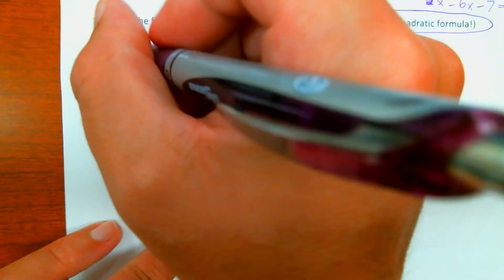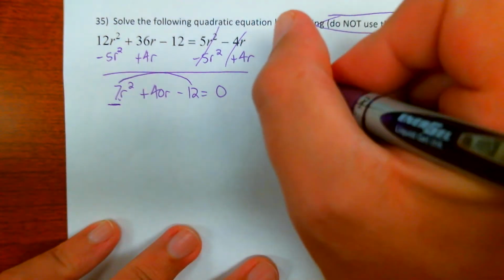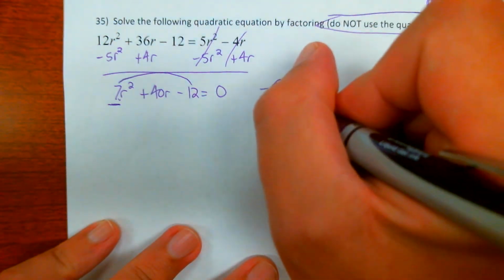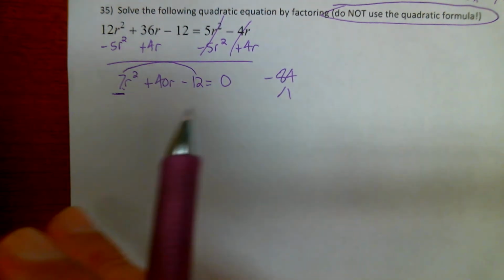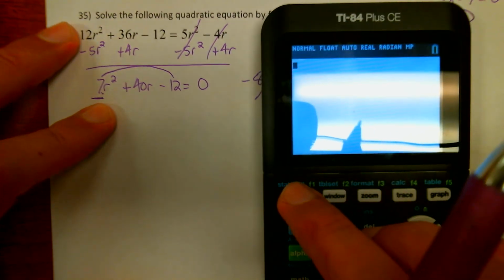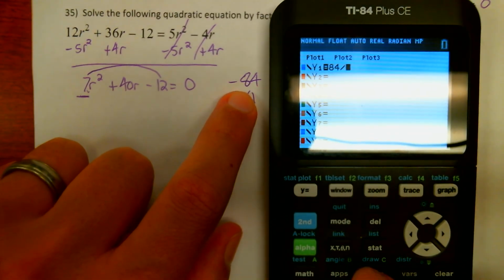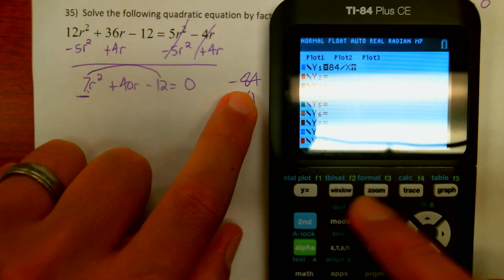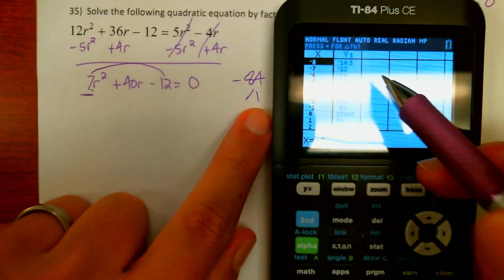All right. Now I do need to do the rainbow thing. A times c, 7 times negative 12 is negative 84. And I need to find factors of negative 84 that add to positive 40. Okay, if you struggle with doing that in your head, use the trick that I showed you. On your calculator, go y equals, and I'm going to type in this number, 84 divided by x, and go second table, and I'm looking for numbers that are basically 40 apart.